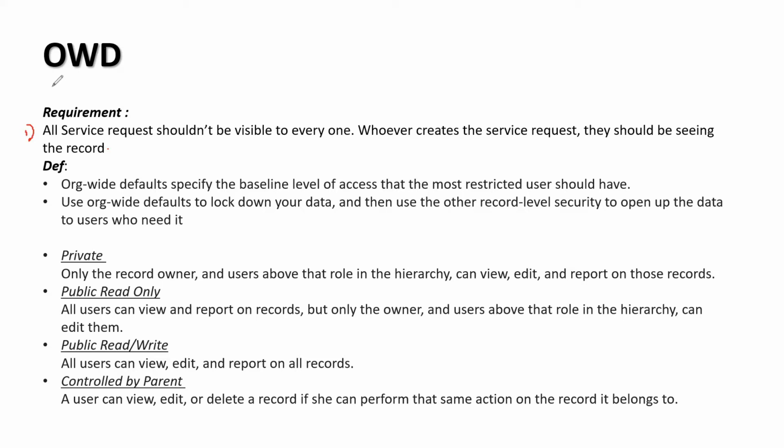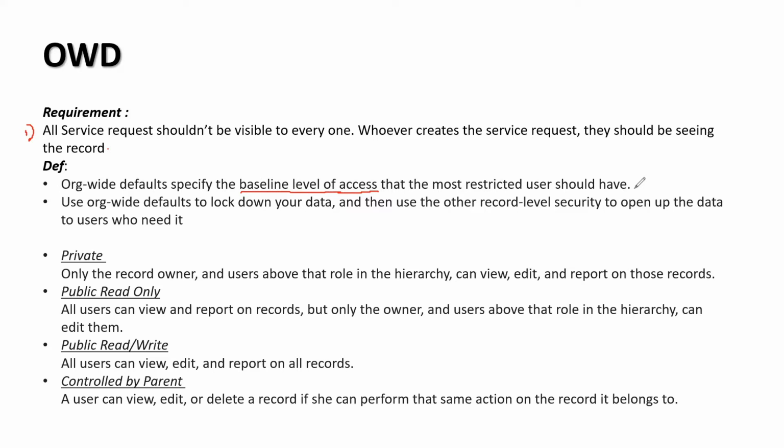OWD is a shorter form for our organization wide default, or it can also be called as org wide default. OWD or org wide default or organization wide default are all one and the same. Now, let's look at the definition of OWD. What exactly will this OWD help us with? Establish the base level of access that a most restricted user should have.